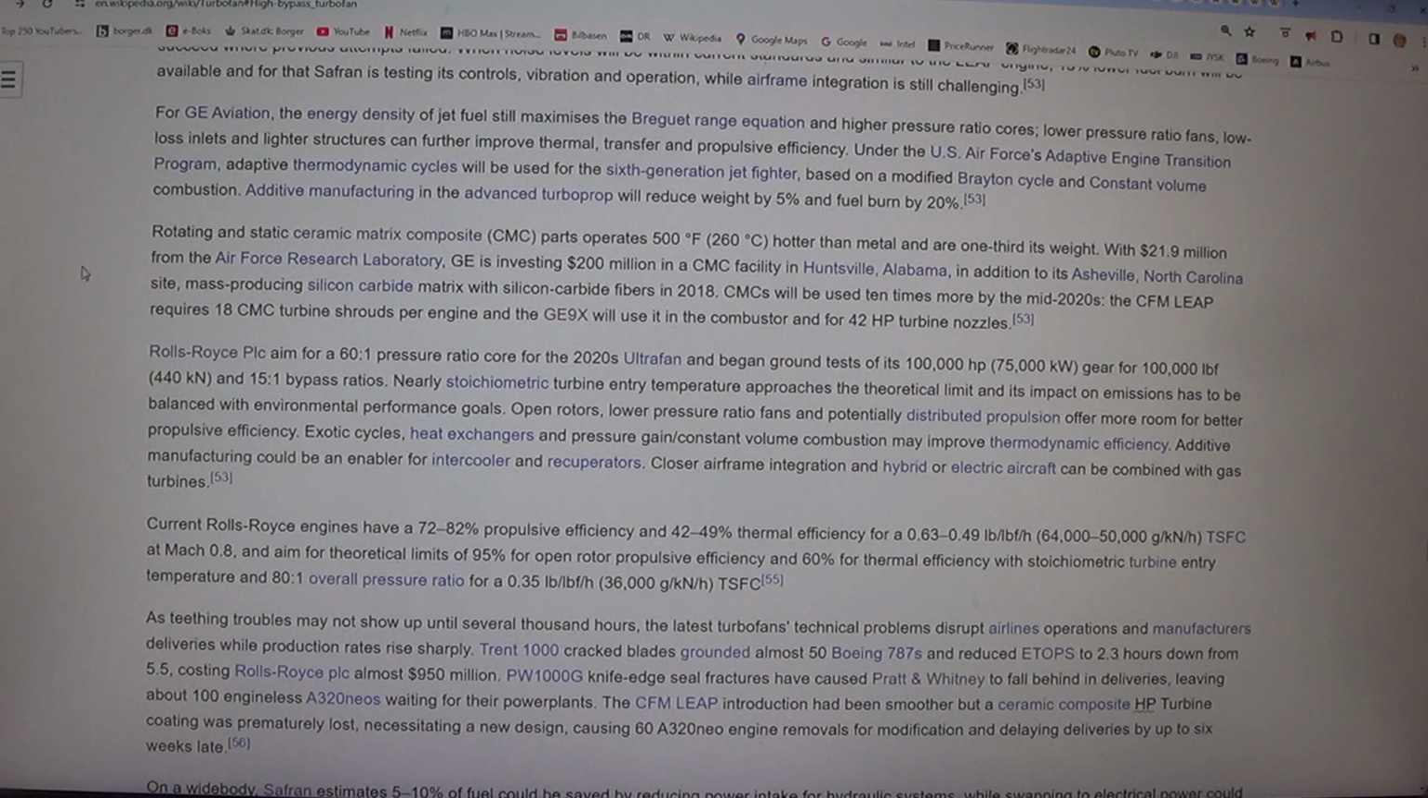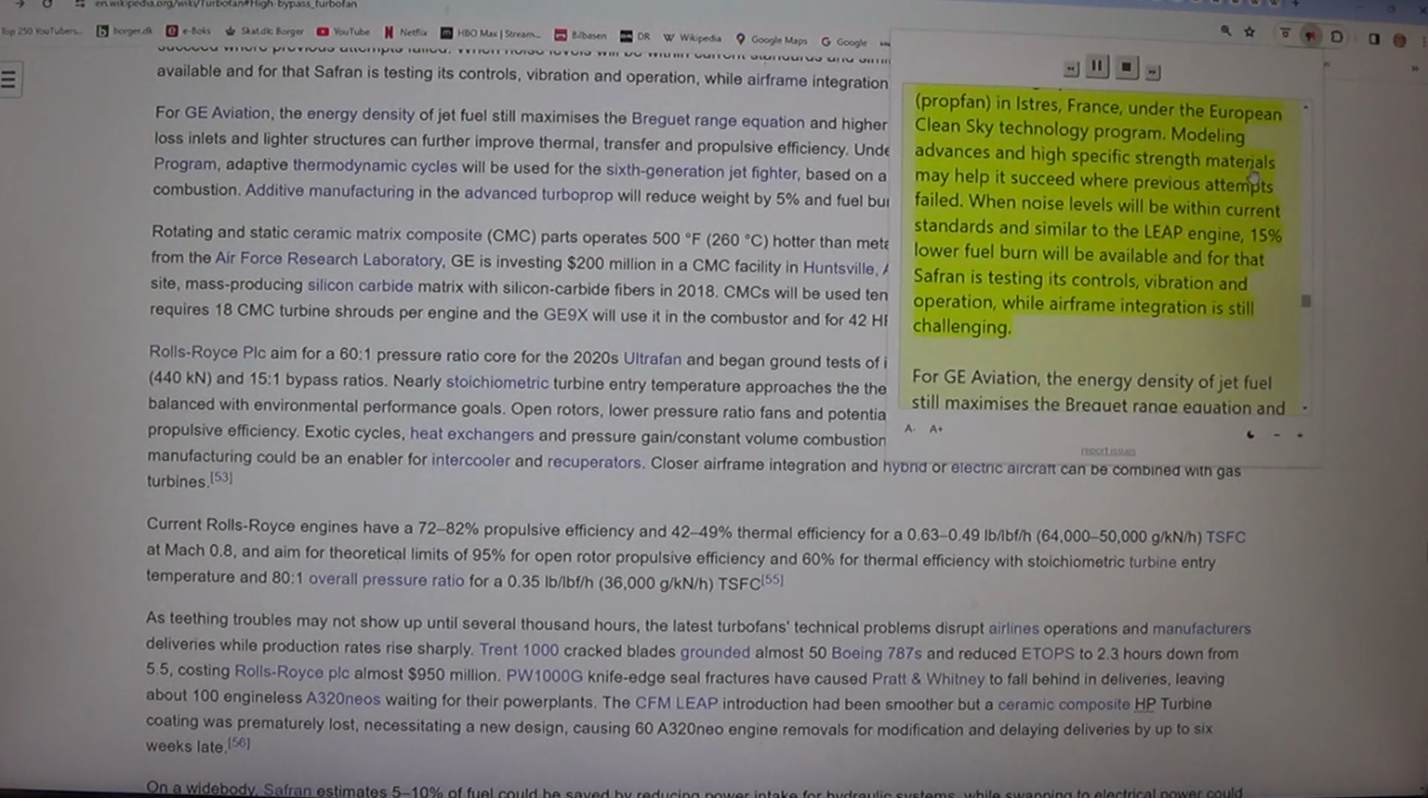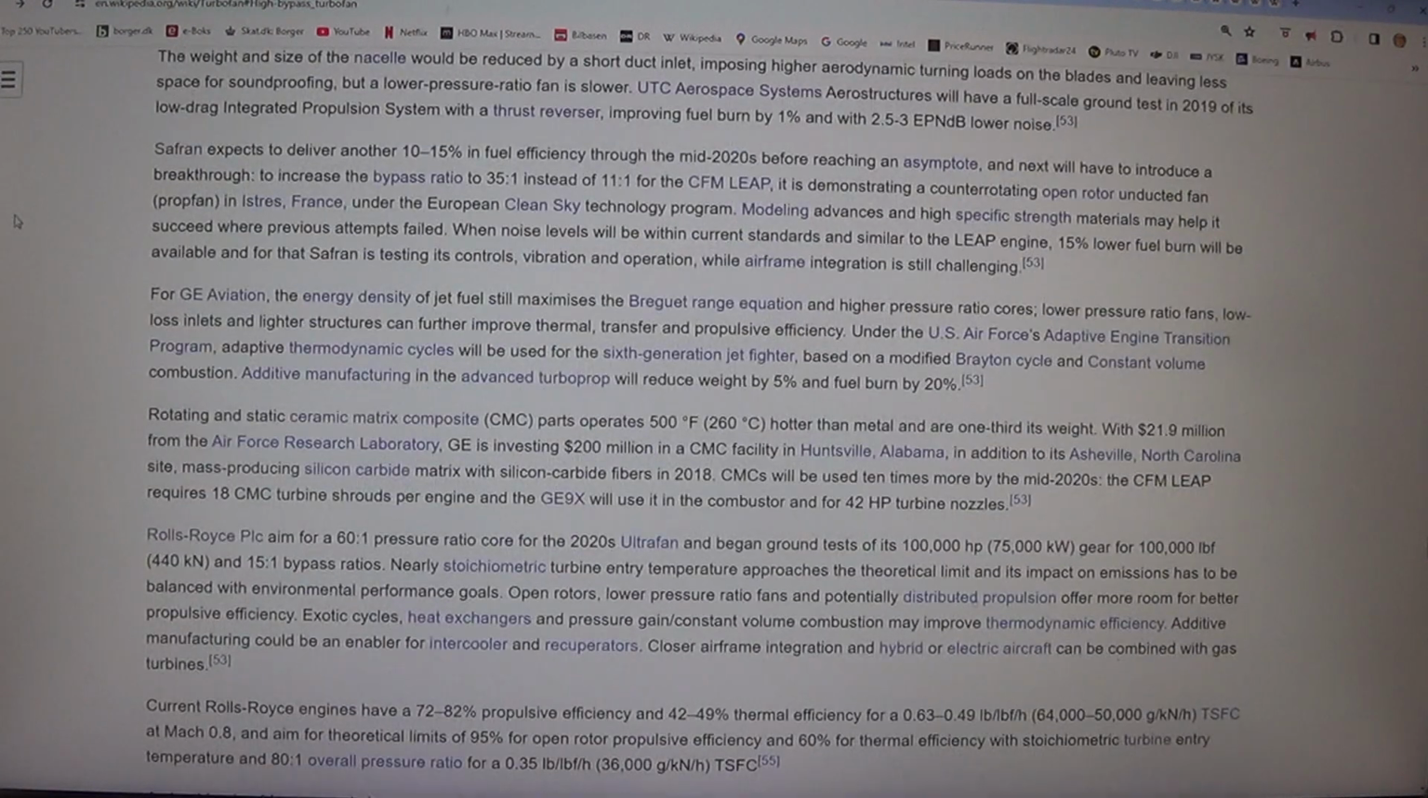UTC Aerospace Systems Aerostructures will have a full-scale ground test in 2019 of its low-drag integrated propulsion system with a thrust reverser, improving fuel burn by 1% and with 2.5-3 dB lower noise. Safran expects to deliver another 10-15% in fuel efficiency through the mid-2020s before reaching an asymptote, and next will have to introduce a breakthrough to increase the bypass ratio to 35:1 instead of 11:1 for the CFM LEAP.